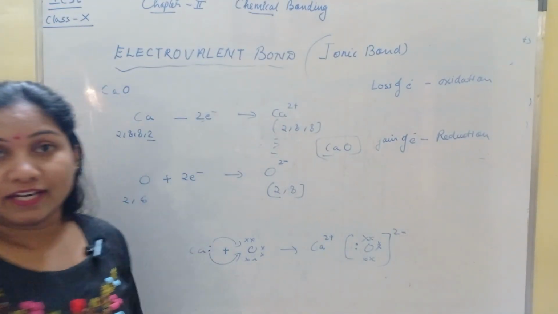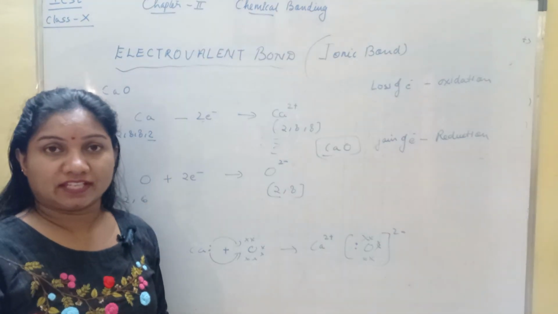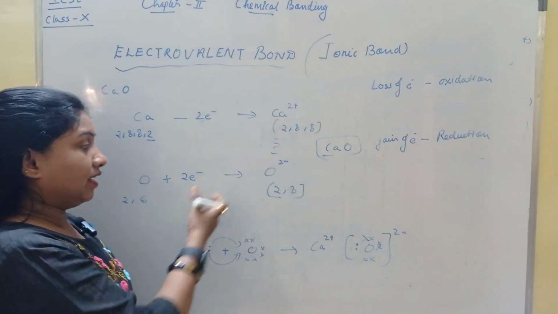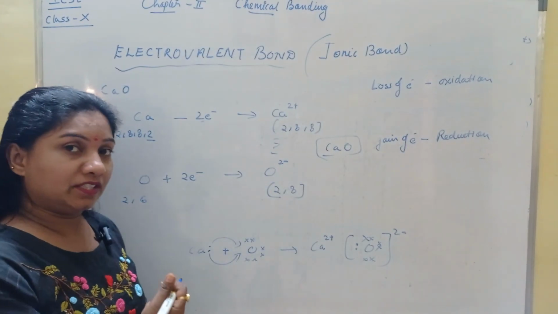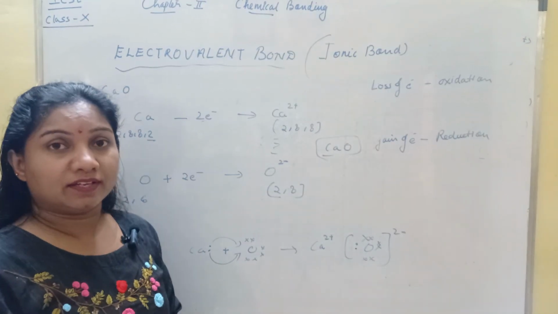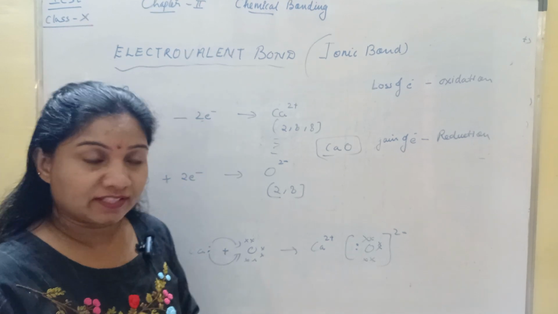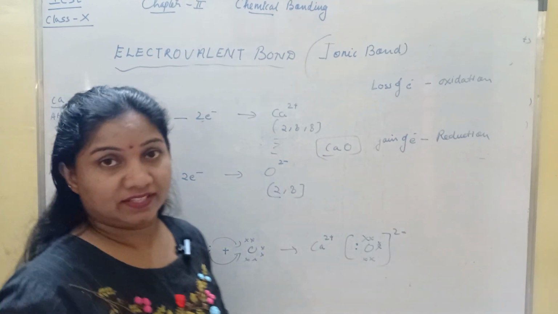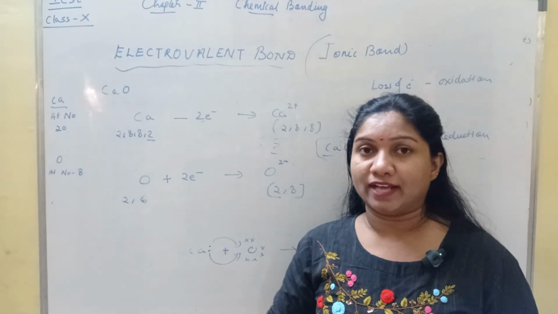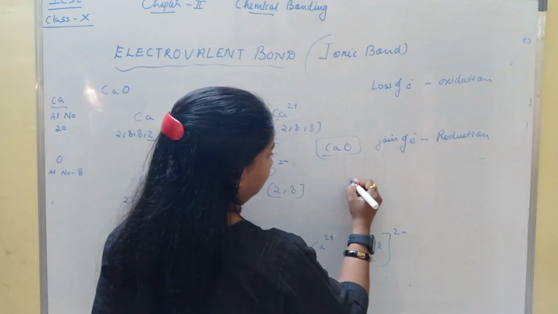And in electrovalent bond formation, both the processes are taking place simultaneously. Here oxidation is happening and the other species is accepting the electron, so definitely reduction is also happening. So in this particular bond formation, both the processes are taking place simultaneously. So if both processes are happening together, that type of reaction is called redox reaction.